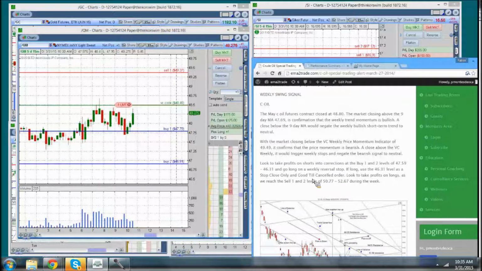The market trading above 49.49 would activate the uptrend, and it would put into perspective the targets of 50.77 to 52.67 during the week. This would be your upper targets from where we are recommending to buy these levels, or I should say the VC weekly price momentum indicator is recommending to buy at these levels.